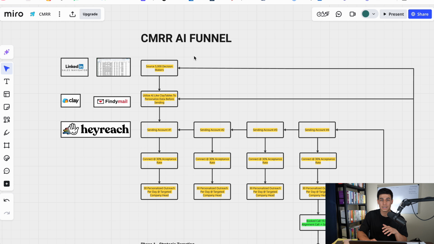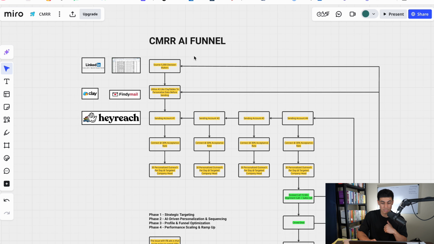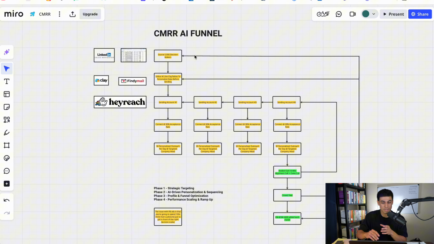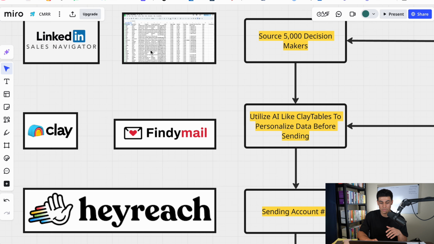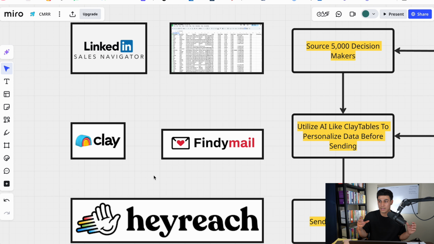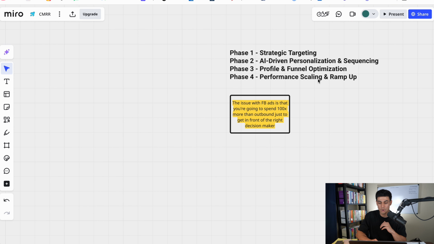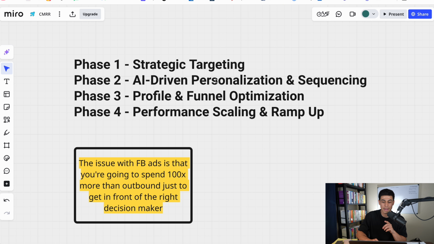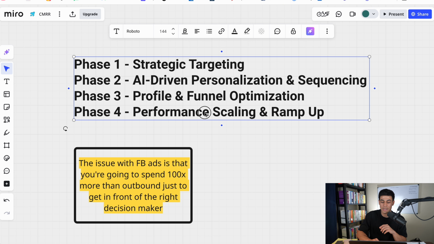So my name is Thomason. I run a multi-6-figure marketing agency that markets for software companies doing over $1 million a year. I implement and teach this CMRR AI funnel, which includes LinkedIn Sales Navigator, Clay tables to automate the sending process with HeyReach and to personalize and enrich data, basically. So obviously the 4 different phases here are strategic targeting, AI-driven personalization, funnel optimization, and performance scaling.